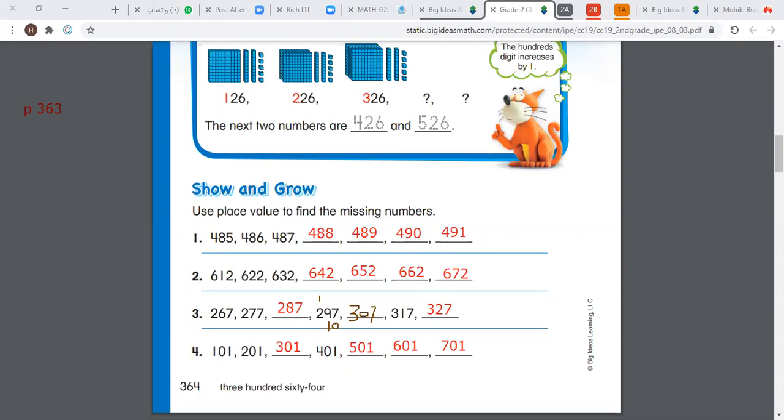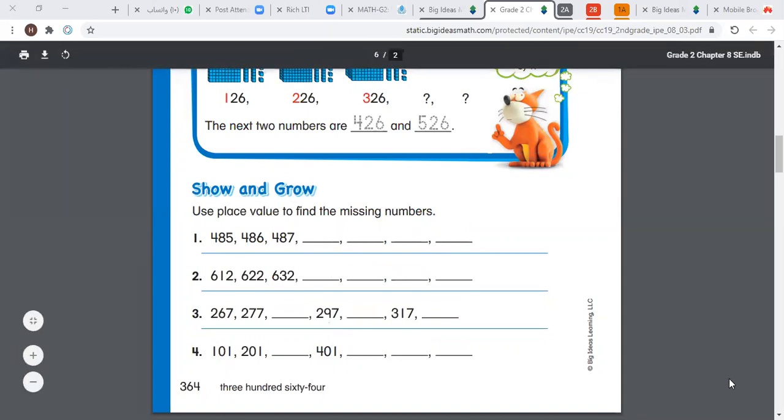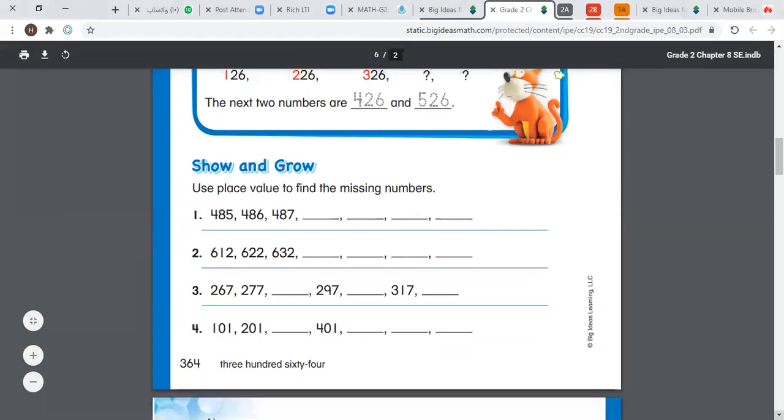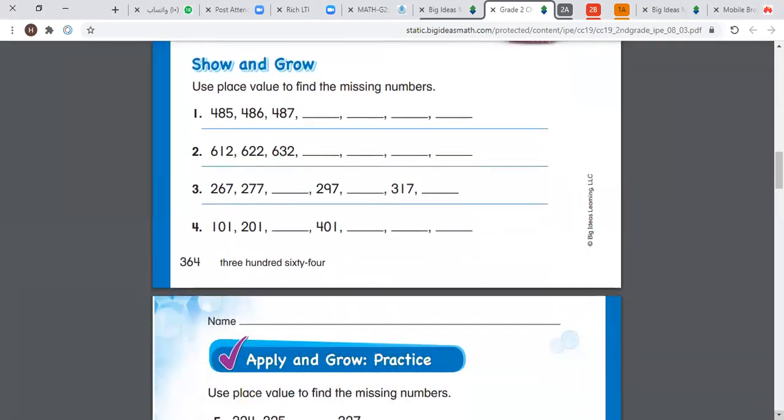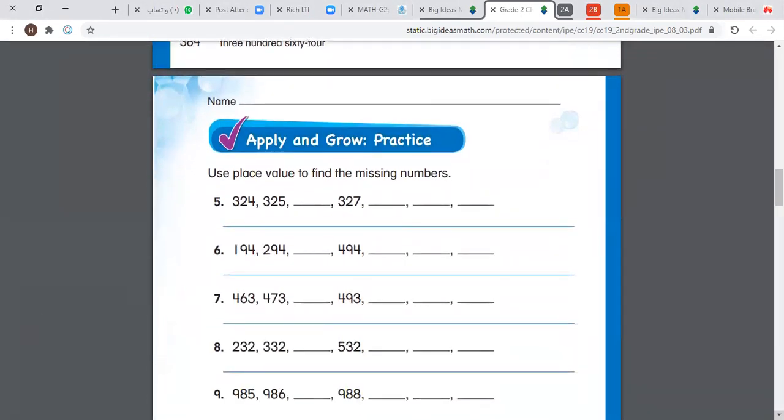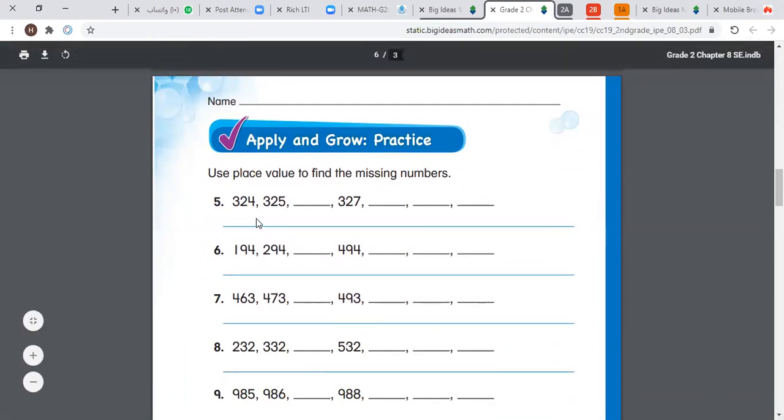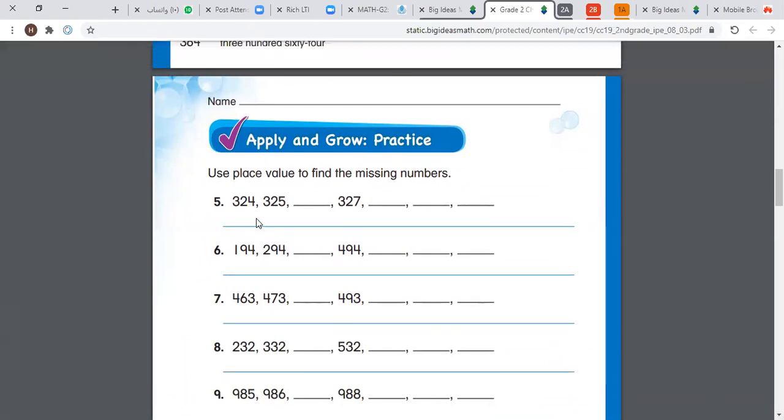Let's move to page 365. Who's ready to answer question number 5 on page 365? Use place value to find the missing numbers. 325, 320, 324, 325, 300 what?